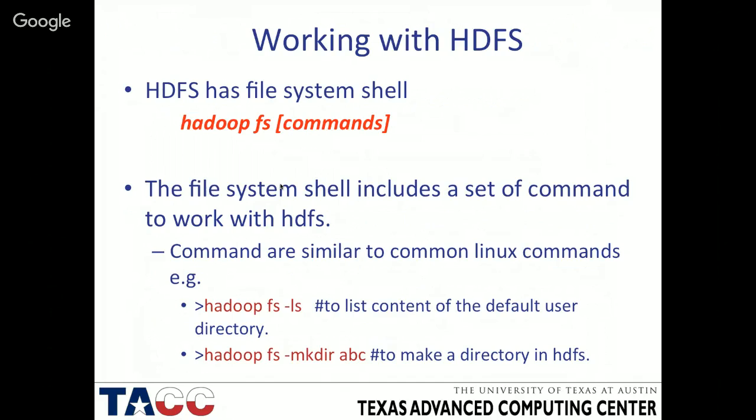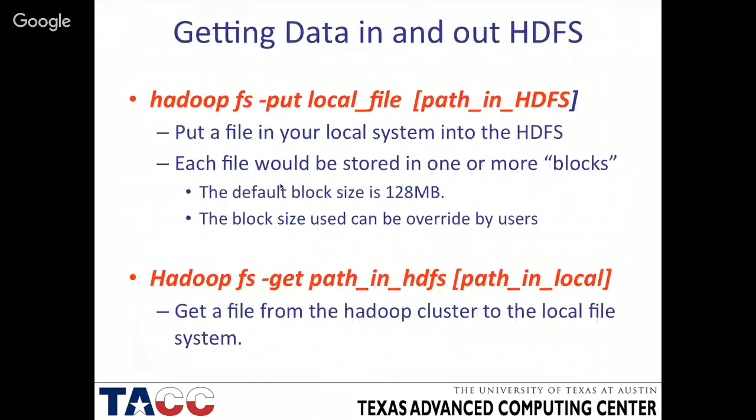For example, you can list the contents of a directory. You can do hadoop fs, then a dash, followed by ls. ls functions the same as when you run ls with your normal Linux file system. You can also create a new directory, and you can list directories. A lot of Linux commands are supported through the Hadoop file system shell.